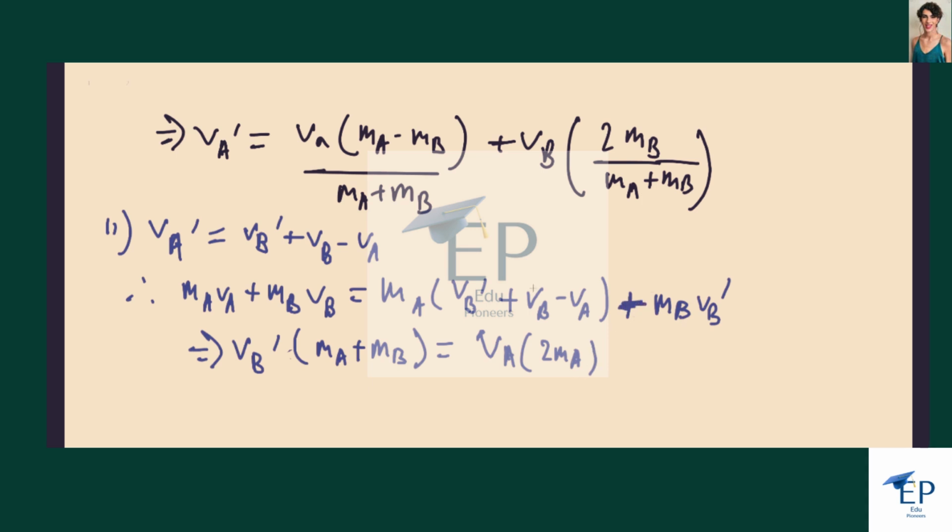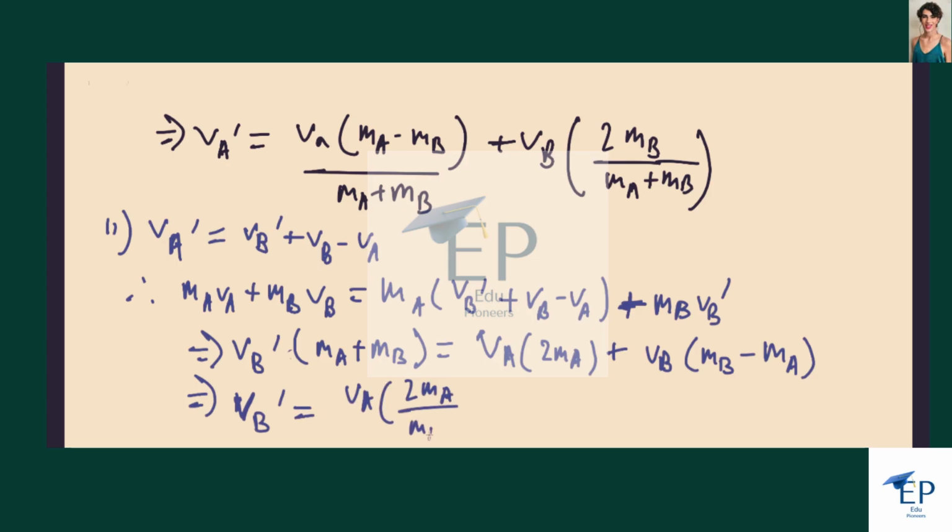Anyway, so MA plus MB times VB prime is equal to VA times 2MA plus VB times MB minus MA. And we divide both sides by MA plus MB, and again, you get the right expression. VB prime is equal to VA times 2MA over MA plus MB plus VB times MB minus MA over MA plus MB. And that's a wrap.